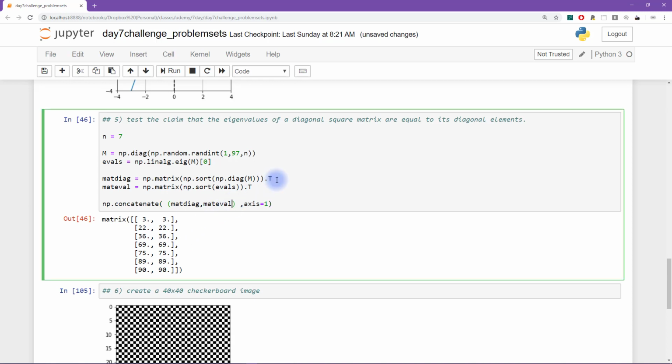However, I'm going to add another column to this matrix here, and that's going to look like this. So matdiag minus mateval, and that's all zeros because these are the same. So this is a demonstration of the claim that the eigenvalues of a diagonal matrix are equal to its diagonal elements. Cool.